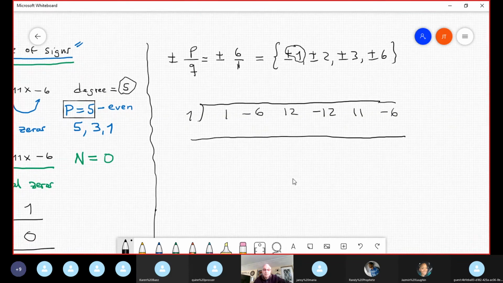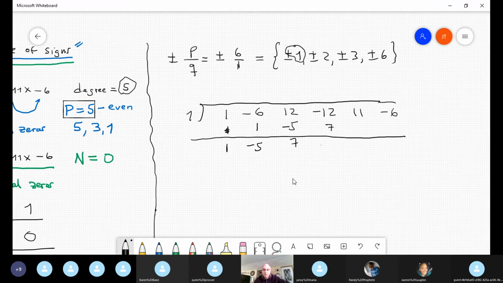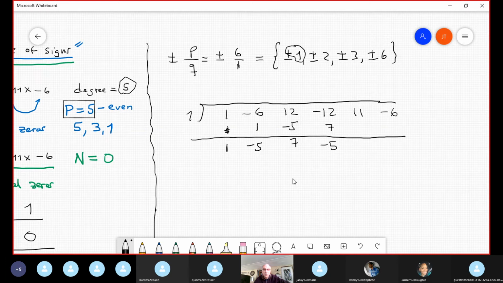Bring down 1. 1 times 1 is 1, plus negative 6 is negative 5. Sorry, this is 1 here, not here. It's negative 5. So it's negative 5 here. Plus 12 is 7. 7 times 1 is 7. This is negative 5. And negative 5 times 1 is negative 5. And this is positive 6. And this is 6, 0 minus 0. Wow, fantastic. Now the factor x minus 1 belongs to the polynomial. Okay, super.